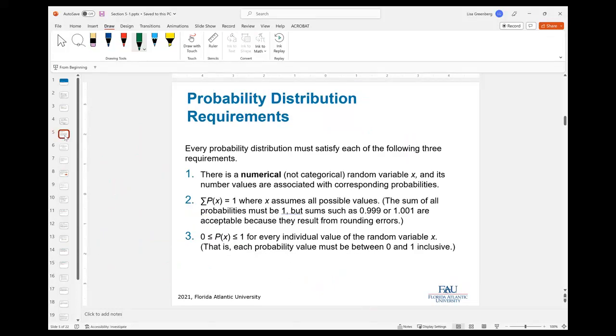So here's the requirements for a probability distribution. Every probability distribution must satisfy these 3 requirements. There is a numerical random variable X. So we don't want categories. We don't want to say grapes. We want to say we have to have a number. Okay. The sum, that this means the sum. I don't remember if we've talked about that before, so let me just say it again. This is a sigma.